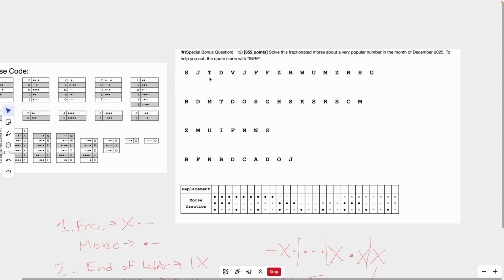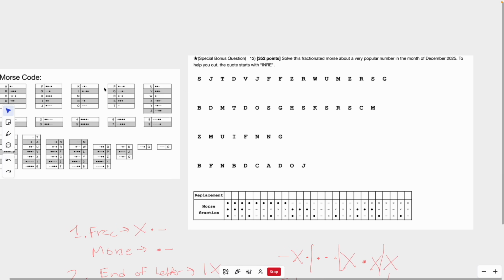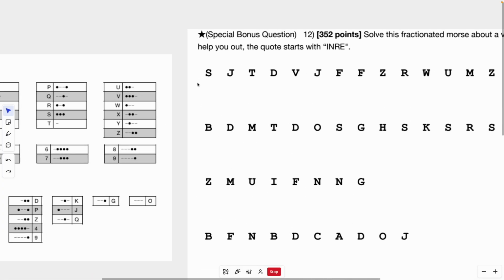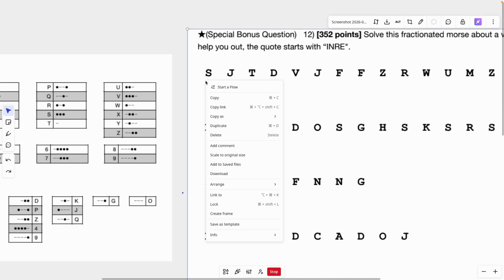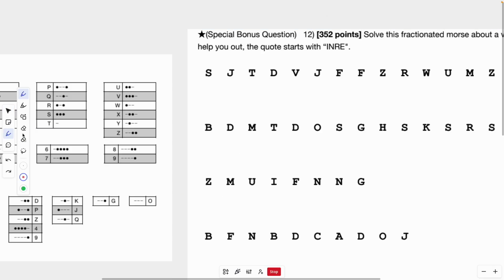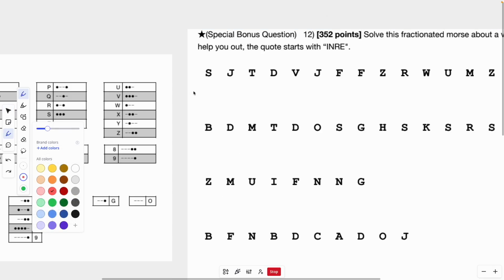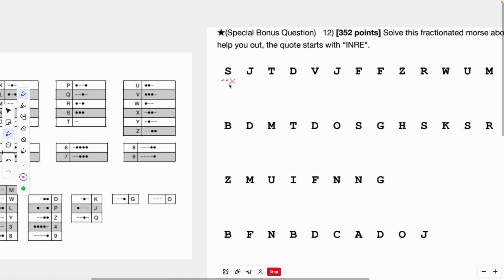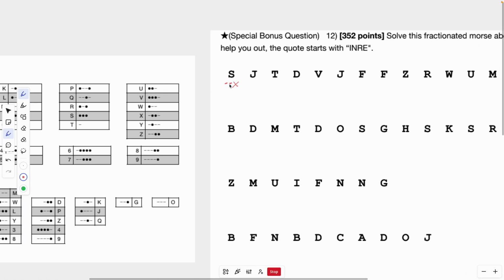So for INRE as one word, I, looking at our table, is two dots. By the way, this is from the Michigan Invitational test, Question 12. If you want, you can take a look at this and follow along. So I is two dots, so it'd be like this. N is going to be a dash and a dot.